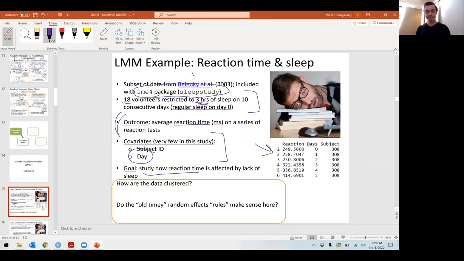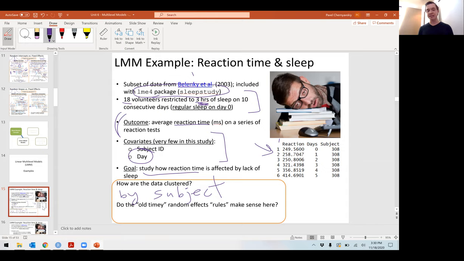Okay, so how are the data clustered? Well, our reaction times are very much going to be clustered by subject. Some people just naturally have quicker reflexes. Some people naturally are less affected by little sleep. I'm somebody that doesn't need a ton of sleep. I pretty regularly go on 4, 5, 6 hours of sleep.